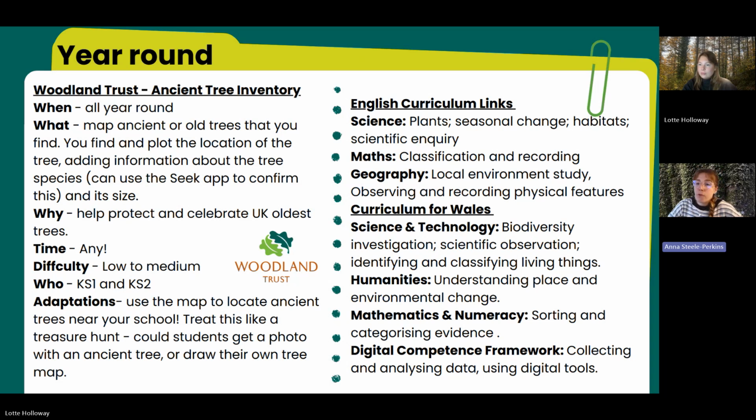So what you do is you find an old or ancient tree and you plot the location of the tree on a map. You can add information, for instance the tree species, which, if you're lucky enough to have the Seek app, you can use to identify the species if you don't recognize it yourself. There are a lot of identification guides of trees on the Woodland Trust site, so you don't have to use the app as well. Other key things you might upload are its size, etc. Why do this?